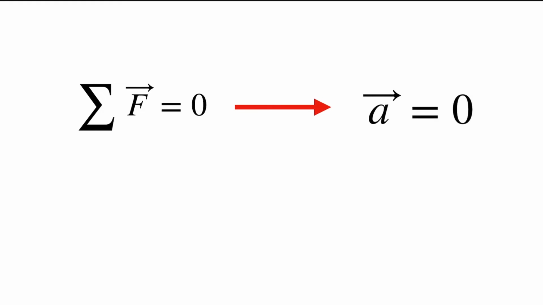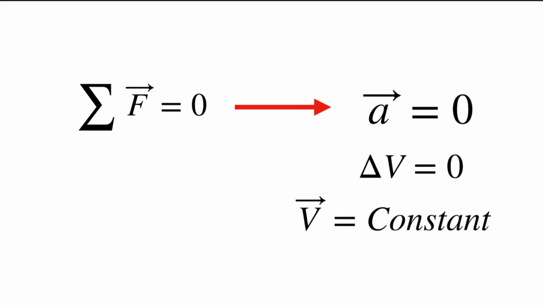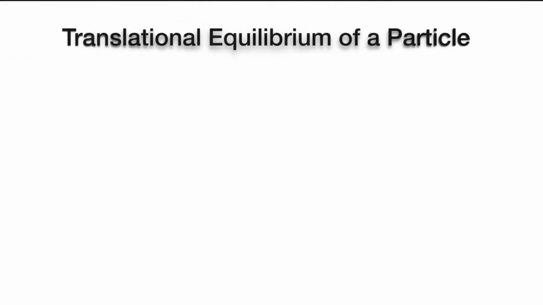In mathematical form, if sigma F is 0, that means the acceleration is 0, or we can say the change in velocity is nil. It means the velocity is constant. In the case of mechanics, we assume an object as a particle and all the forces are working on that. So when sigma F is 0, as per the first law of motion, the particle may be at rest or in uniform linear motion. In both of these conditions, the particle is said to be in translational equilibrium.